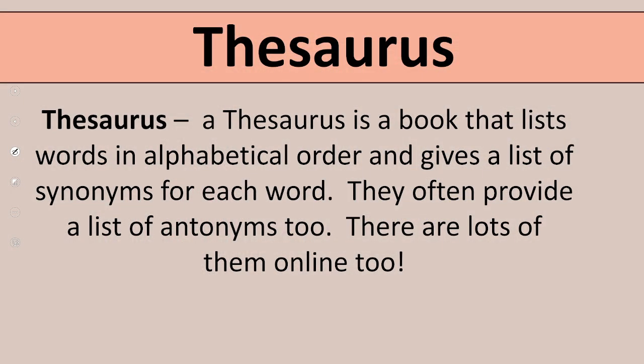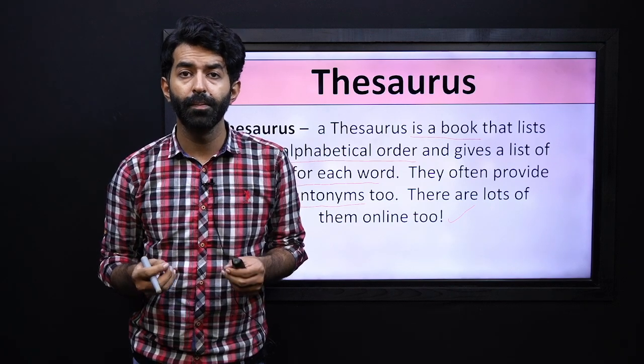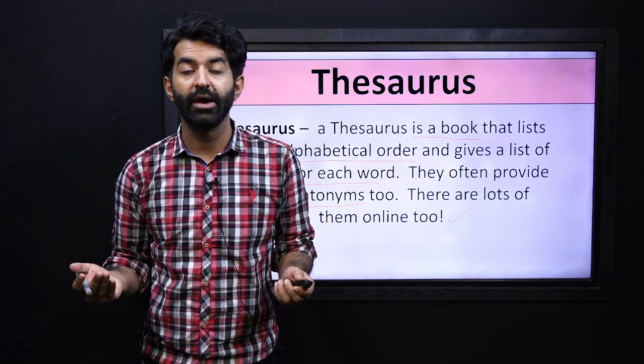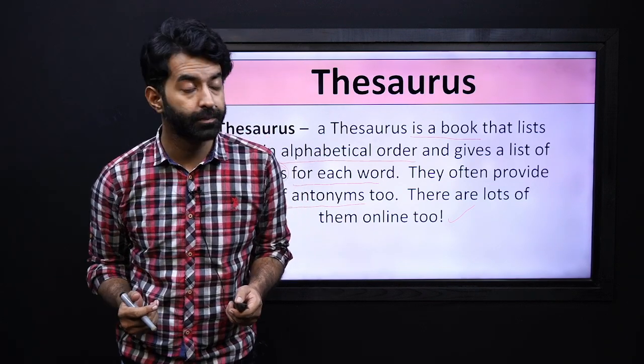Now, a thesaurus, it's same like a dictionary. It is a book that lists words in alphabetical order and gives a list of synonyms for each word. They often provide a list of antonyms too. There are lots of them online that you can access easily. So learn how to use the platform or the physical dictionary or thesaurus that is available on the different forums and in the digital form.